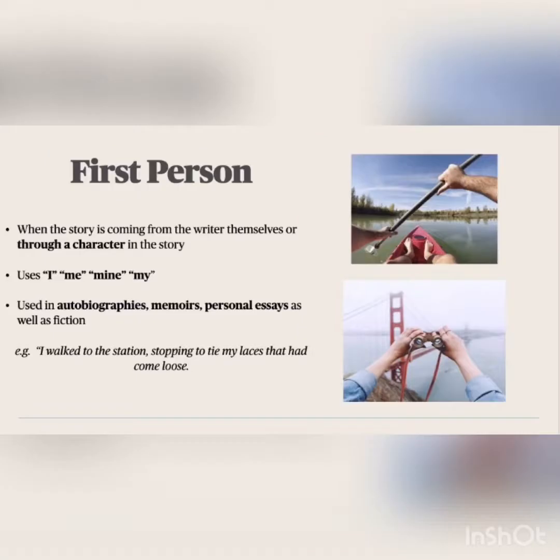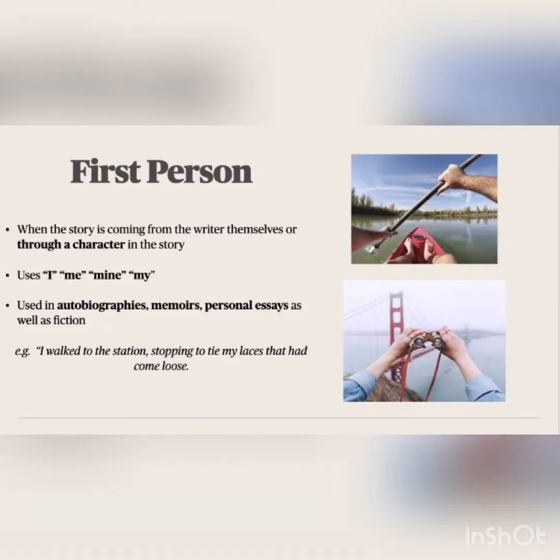So let's go over some of the most popular points of view from which a text can be narrated. The first one we have is first person, and this is used when the story is coming from the writer themselves or through a character in the story who is most commonly the main character. The way that you can tell if a story is being told through first person is if the words I, me, mine, my are used. For example, I walked to the station stopping to tie my laces that had come loose. So as you can see here, the use of I and my means I am using first person narrative.